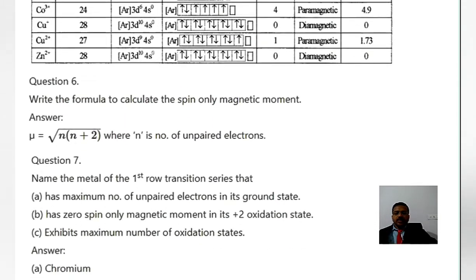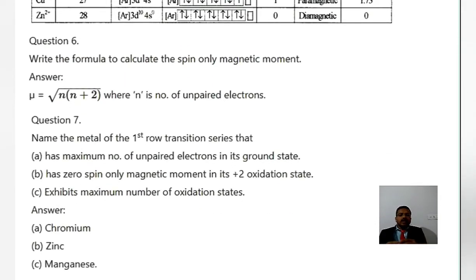The sixth question: write the formula to calculate the spin-only magnetic moment. So the question is to write the equation to find the magnetic moment, that is square root of n into n plus 2, where n is the number of unpaired electrons.